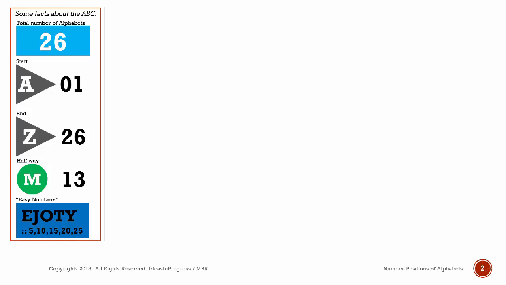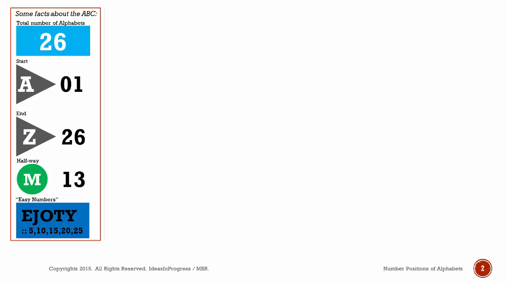The last fact to remember is an interesting one and a very useful one. For alphabets E, J, O, T, Y, the number positions are what I call easy numbers. The number position of alphabet E is 5, that of J is 10, O is 15, T is 20, and Y is 25. The mnemonic to remember this is the word EJOTY, formed by the alphabets E, J, O, T, Y. So again, the mnemonic is EJOTY.